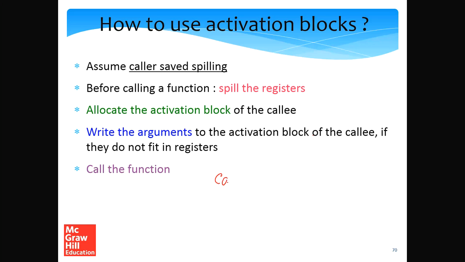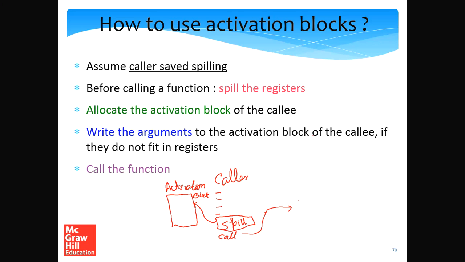So let's assume that we have the caller function executing. So we execute one instruction, another, and then we decide that we need to call a function. So the first thing, since we assume caller saved spilling, is that we spill the registers. Spill the registers basically means write the values of the registers that we are interested in into the activation block of the caller. Subsequently, we execute the call instruction. The call instruction transfers control to the callee function. We start executing all the instructions.